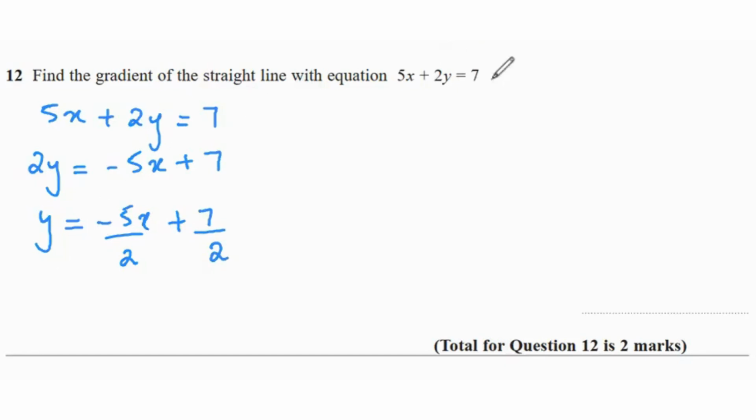Now, if we compare this with the equation of the question, we have y as the subject. And it is in the slope-intercept form because the slope is with x and the y-intercept is on its own, which is 7/2. So now, slope-intercept form, as you know, is y equals mx plus c.